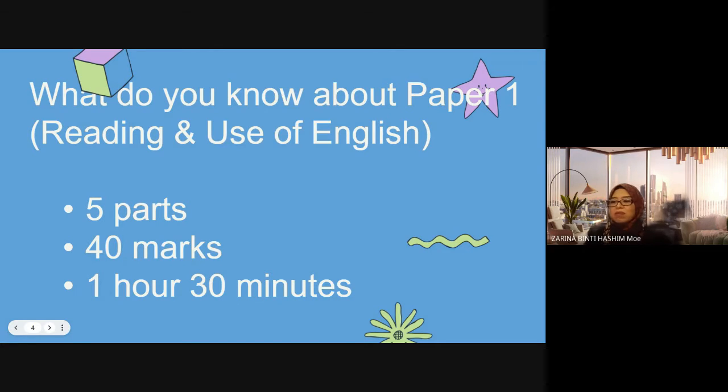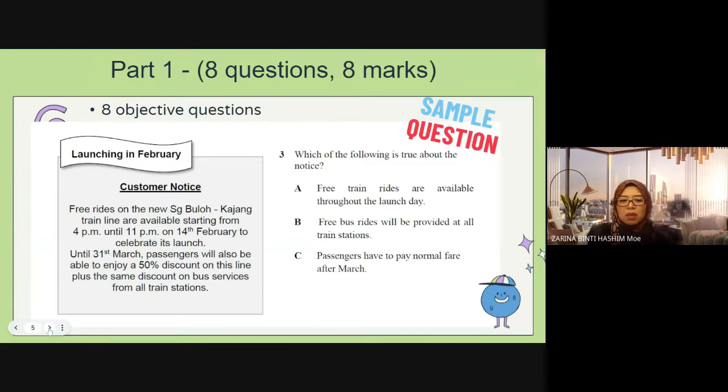That means all the 5 parts will give you 40 marks, and you need about 1 hour 30 minutes to complete this paper, from part 1 to part 5. Now let's continue. This is part 1. As you can see, in part 1 we have 8 questions with 8 marks. So these are all objective questions.